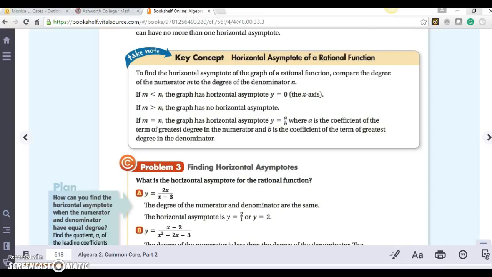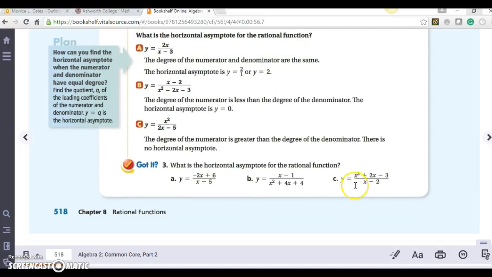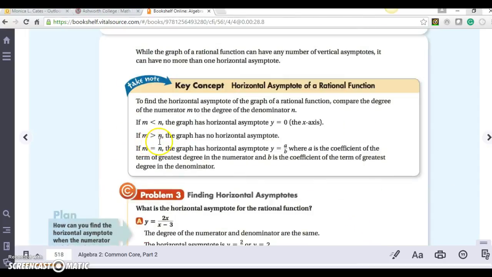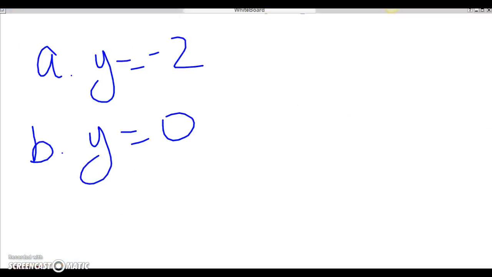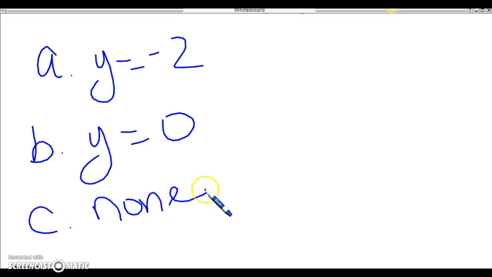And then last but not least, we have 2 here and 1 here. So my m is greater than n. Let's look here. For m greater than n, no horizontal asymptote. So for C, none. I hope this helps.